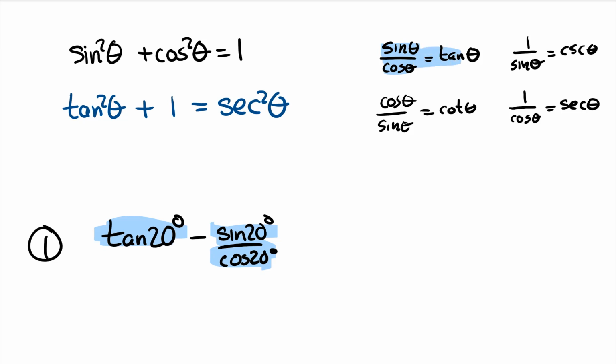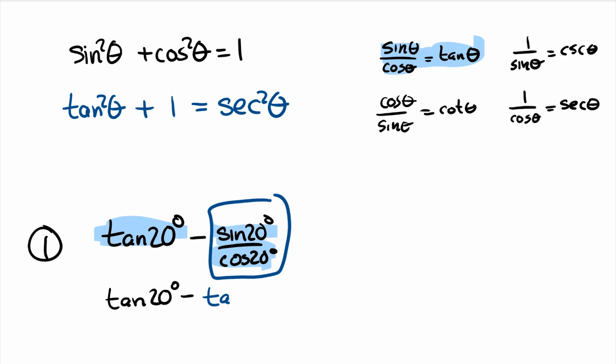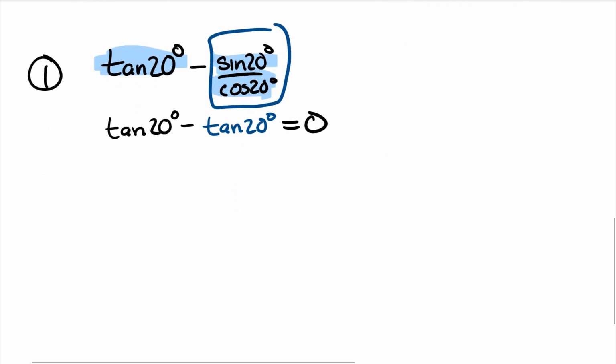Wait. Sine over cosine is equal to tangent? So let's write this down. Tangent of 20 degrees minus, and then let's rewrite this. Sine of 20 degrees over cosine of 20 degrees is tangent of 20 degrees. Now I don't need to know anything about tangent. Same picture minus same picture has got to be equal to 0, right? Right. Okay, let's deal with another one.